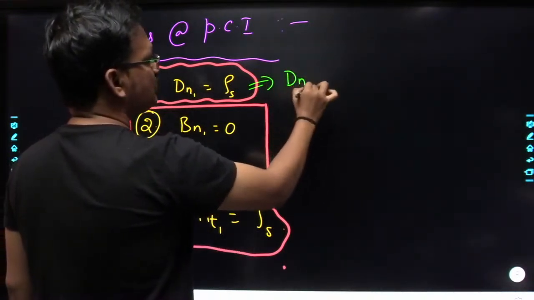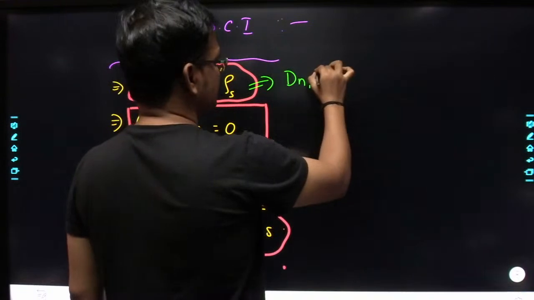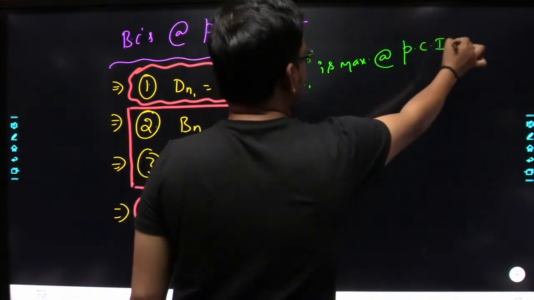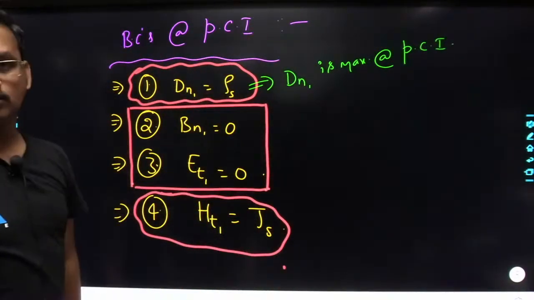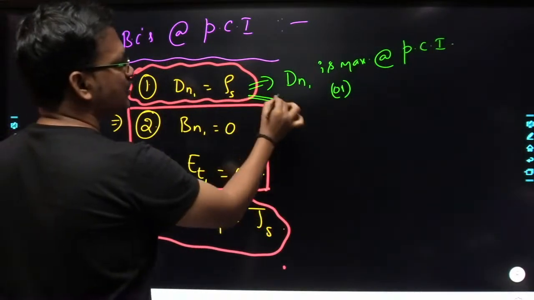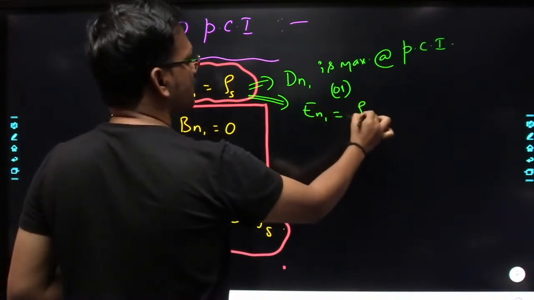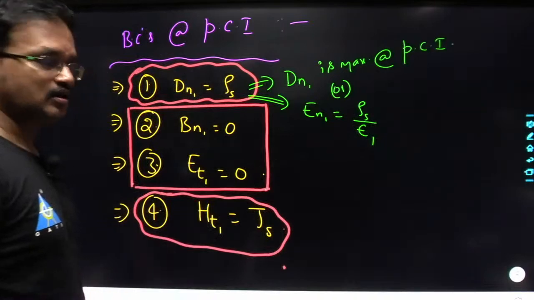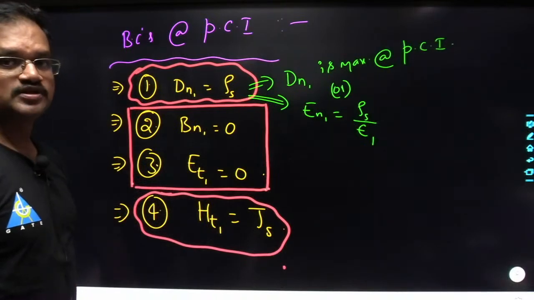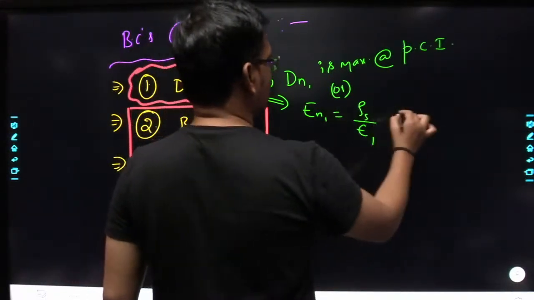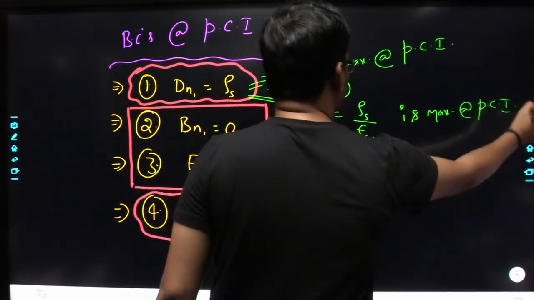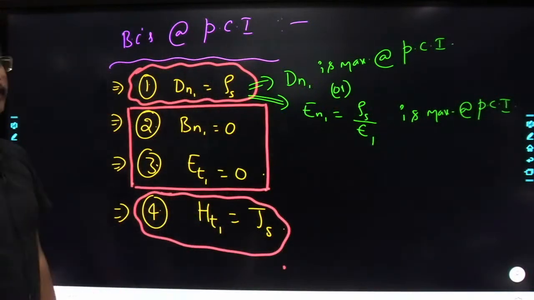So DN1 is maximum at a perfect conducting interface, and that maximum value is equivalent to rho s. If DN1 is maximum, I can write En1 is equivalent to rho s by epsilon 1, because DN1 is nothing but epsilon 1 into En1. So En1 is also maximum at a perfect conducting interface. Okay, that's what I can conclude, right?